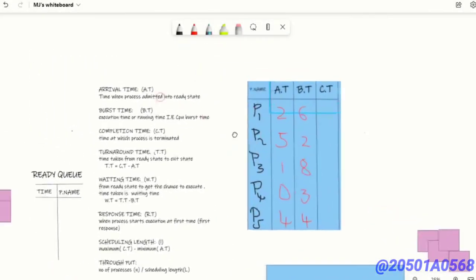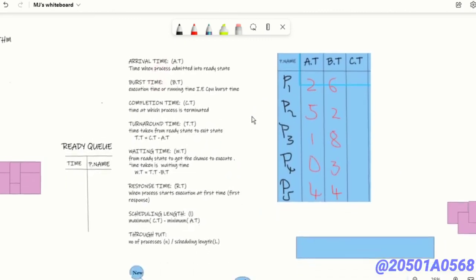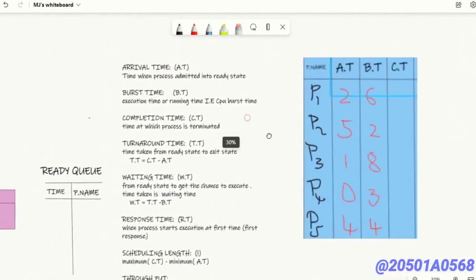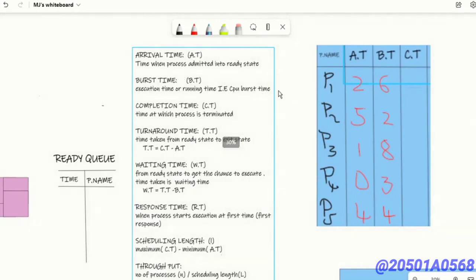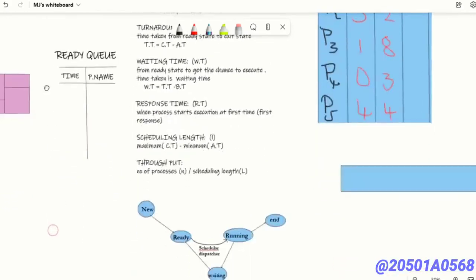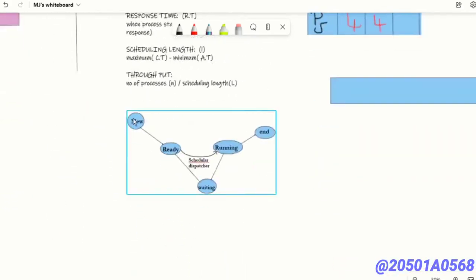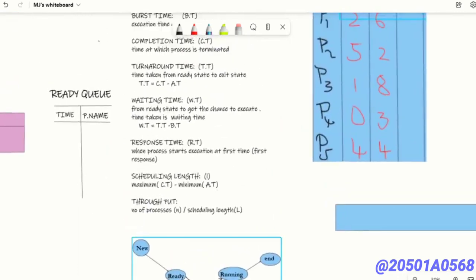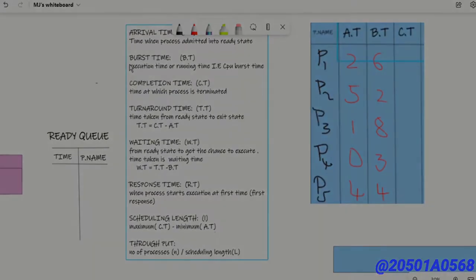Let us learn some notations. Arrival time, AT, is the time when the process is admitted into the ready state. That is, what is a ready state? Here, the process is admitted from new to the ready state. Then the time at which it arrives in the ready state is called arrival time.